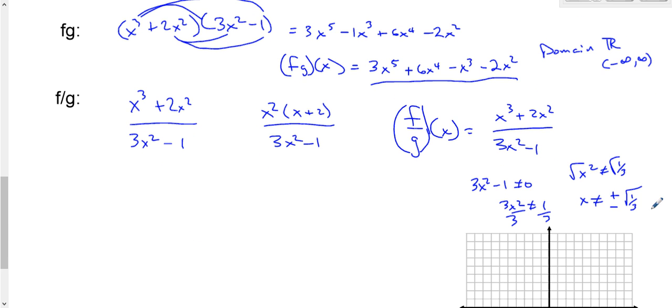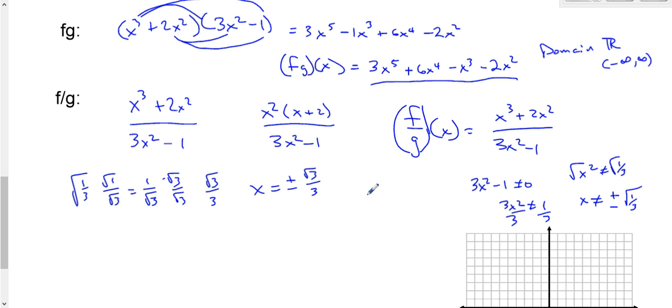And what I really need to do is, because I have a square root of a fraction, I need to rationalize the denominator. So right now I have the square root of 1/3. That is the square root of 1 over the square root of 3. The square root of 1 is just 1. So I have 1 over the square root of 3. To rationalize this, I need to multiply by the square root of 3 over the square root of 3, which would give me the square root of 3 over 3. So x cannot equal the positive and negative value of the square root of 3 over 3.